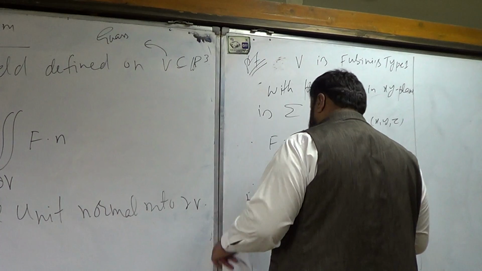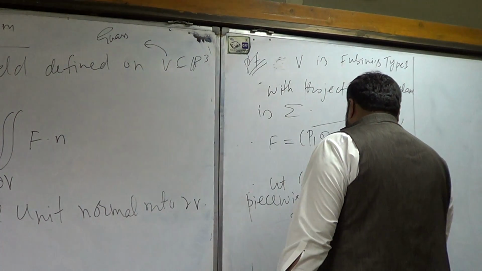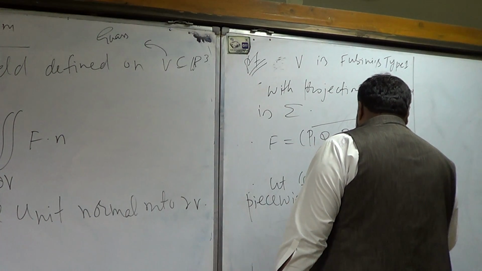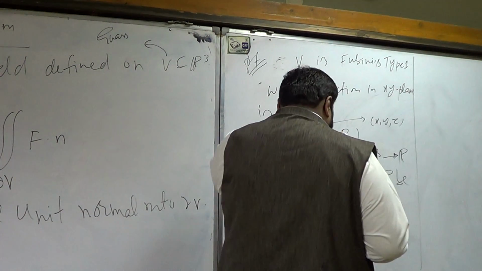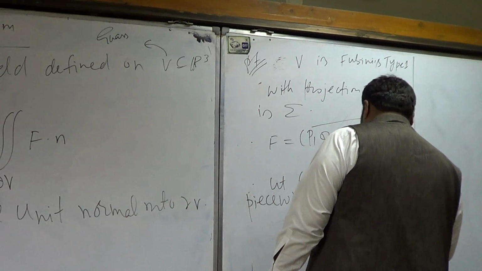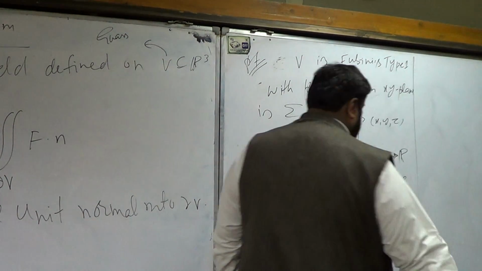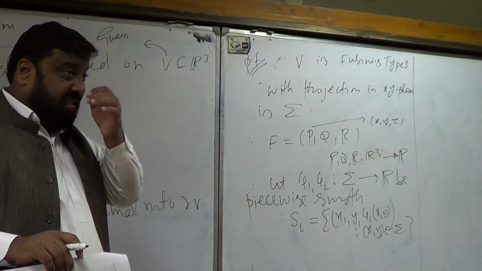So it's going to be, say, (x, y, phi i of x y), such that x comma y are from this sigma.